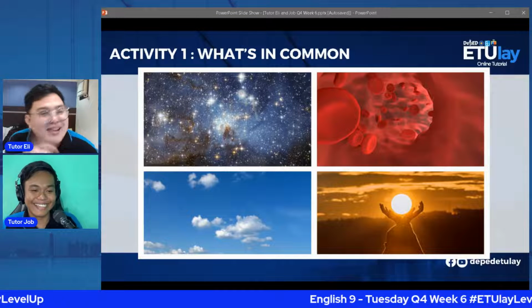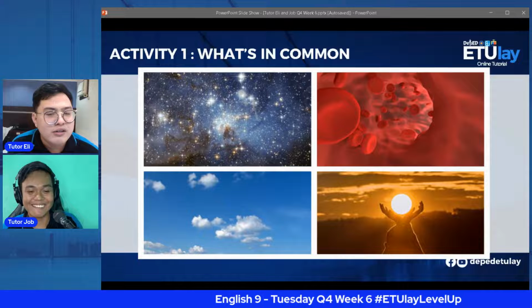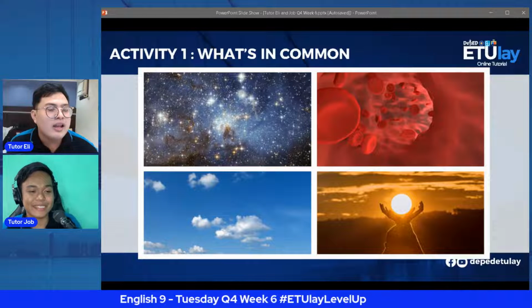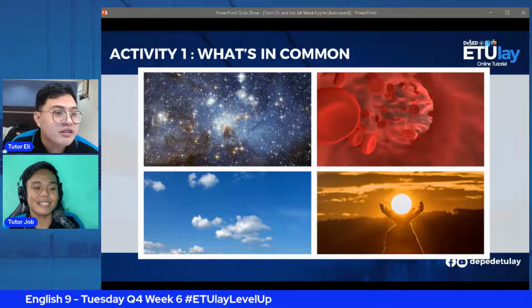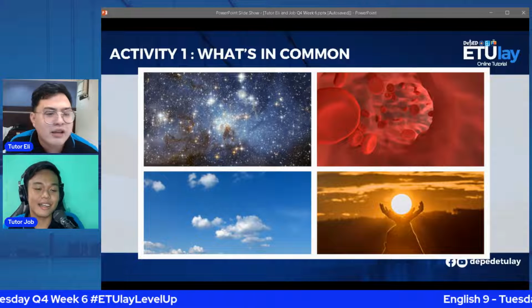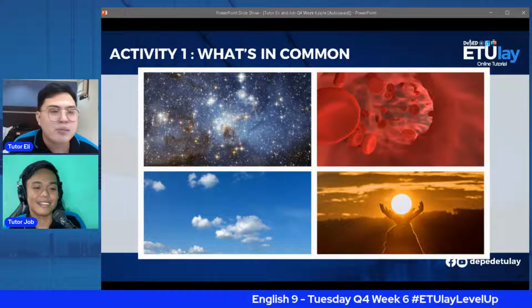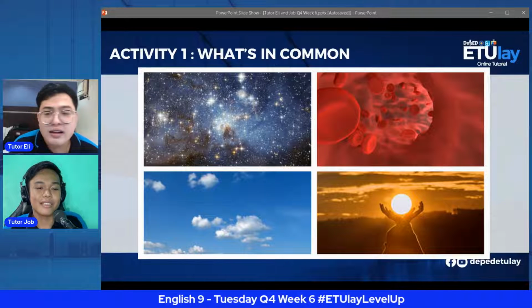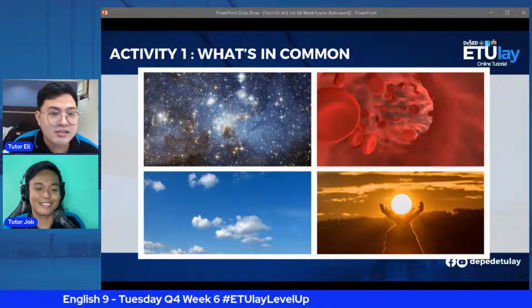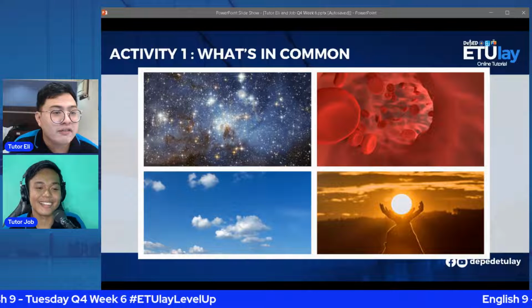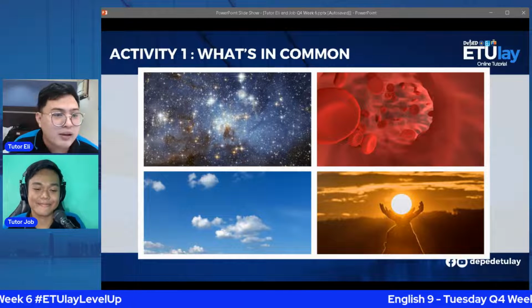Relaxing. What I could see here, Tutor Jovis, the first picture at the upper left, they are stars. Yes, galaxies or constellations. Stars. So the upper right picture here, it's a red blood cell. Red blood cells flowing on a vein, or a capillary. Tama.